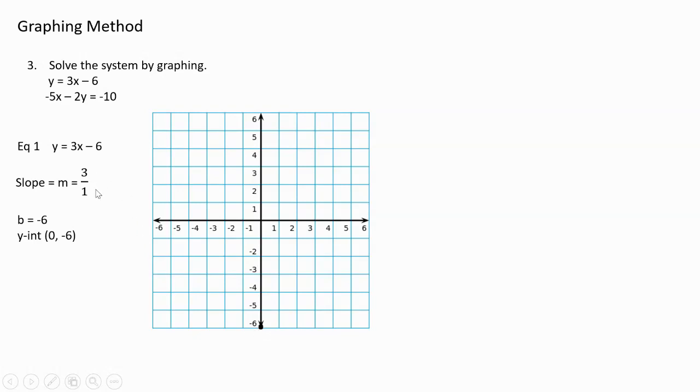Right? And then my slope is positive 3 over 1, which means I'm going to go up 3, 1, 2, 3, and 1 to the right. And then we connect the 2 points. That's my line for equation 1.